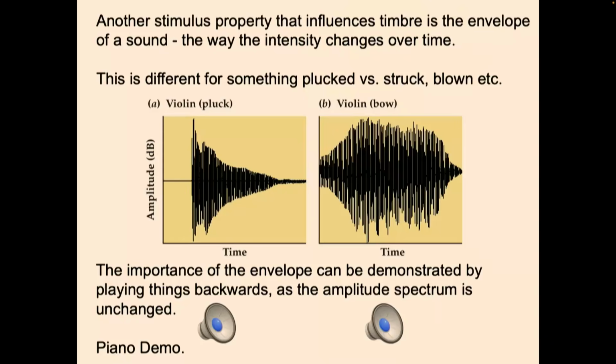travels across the string. The importance of the envelope can be seen by playing things backwards, because the amplitude spectrum is unchanged when you play things backwards. If you've ever played around with playing sounds backwards, you'll know that they sound kind of funny. And here's an example.